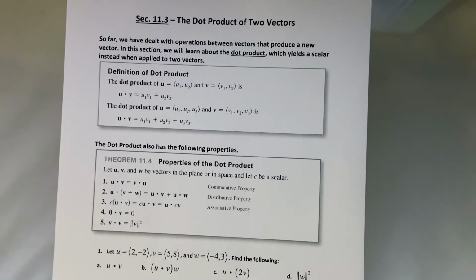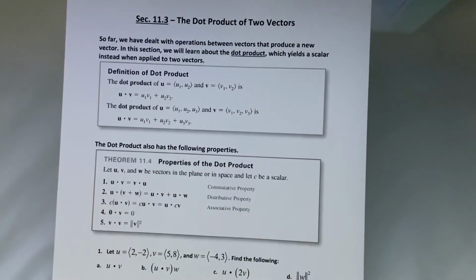Okay, so the definition of a dot product. The dot product of u and v, which we call u dot v, is you multiply the common components, so the first term times the first term, and then second term times second term, and you add them together to get the dot product.